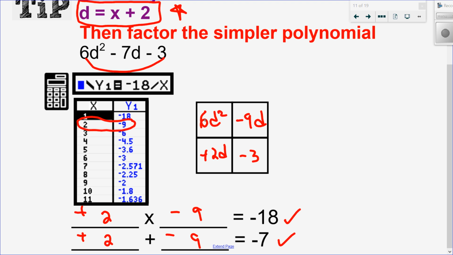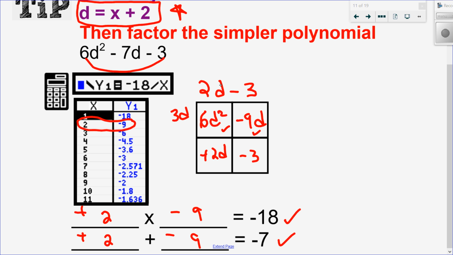In this column here, the GCF between 6 and 2 is 2. Between d squared and d is d. So I know that 2d times 3d gives me my 6d squared. Okay, in this column here, I'm going to factor by a GCF. The greatest common factor is 3. But since this guy is negative here, I'm going to factor out a negative 3. So let's just check. Negative 3 times 3d is negative 9d. Good. So I'm good on both of these.